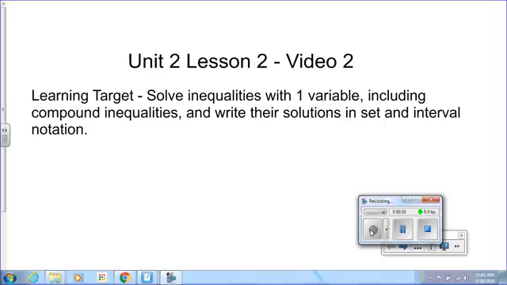This is video 2 from Unit 2, Lesson 2. So we've already looked at solving inequalities, including compound ones. But what we're going to focus on now is writing their solutions in these set and interval notations.